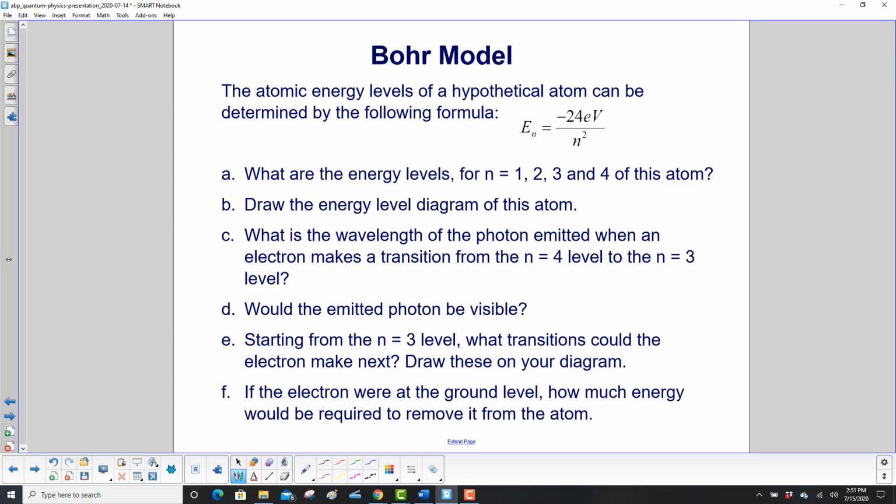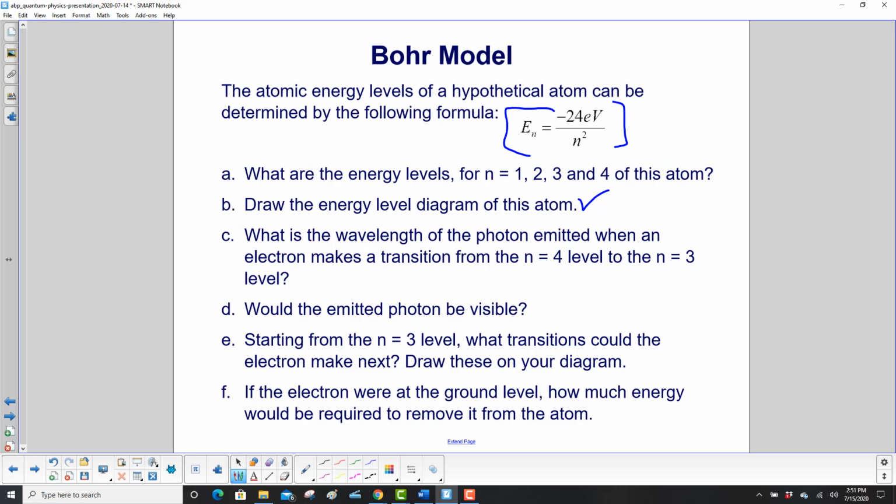Bohr Model. The atomic energy levels of a hypothetical atom can be determined by the following formula. E sub n is minus 24 eV over n squared. What are the energy levels n equals 1, 2, 3, and 4 of this atom? Draw the energy level diagram of the atom.